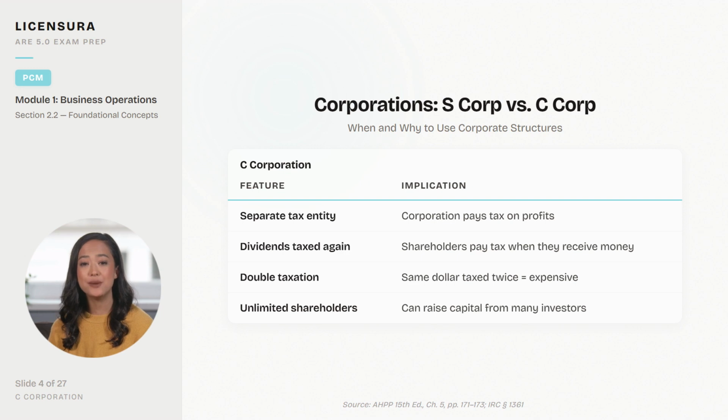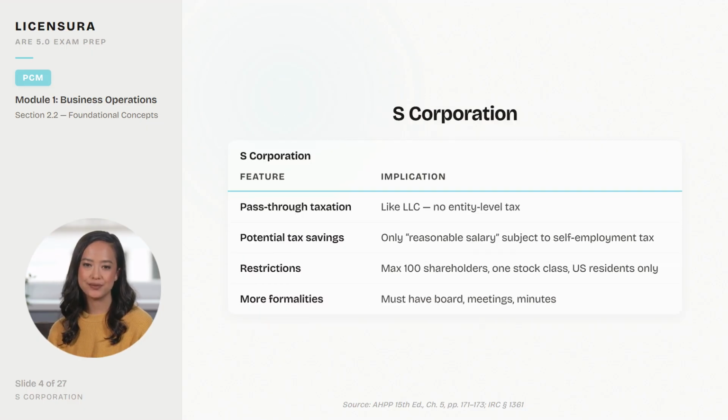If you want to raise capital from lots of investors, or you're thinking about going public someday, the C Corp is the structure that makes that possible. For most small architecture firms, though, it's overkill.